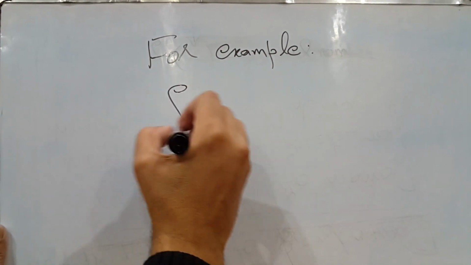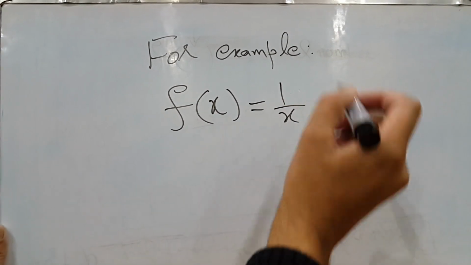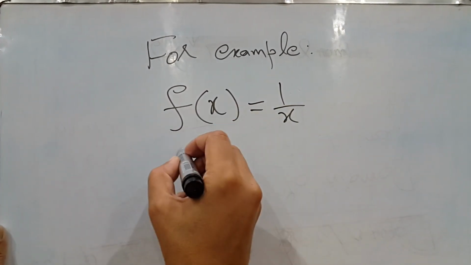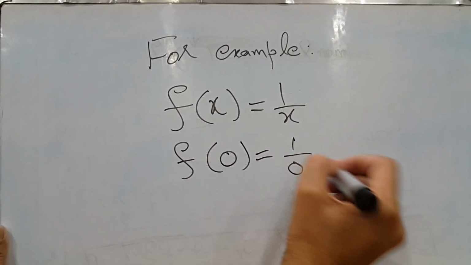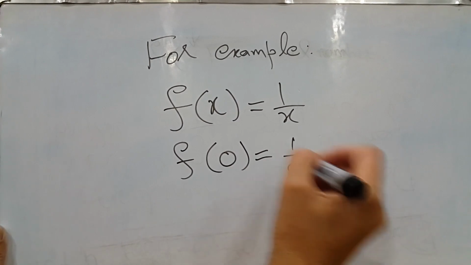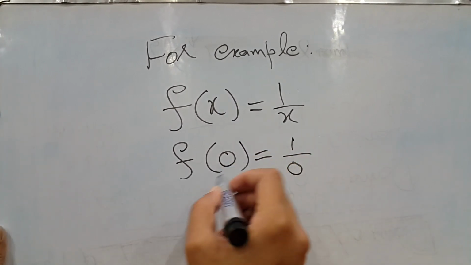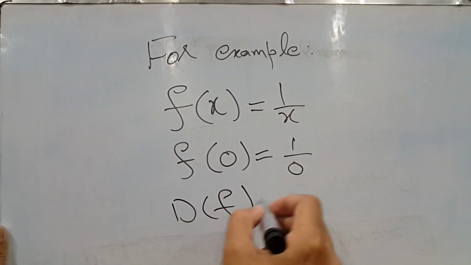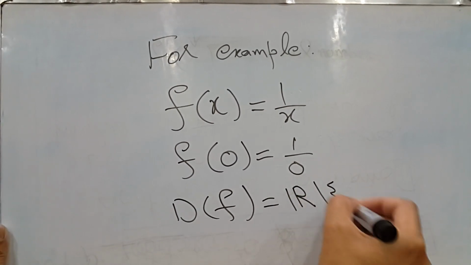Now we find the domain of the function 1 over x. If we put x equal to 0, we get 1 over 0 form. So we exclude 0 from the domain of the function. Therefore, the domain of the function is the set of all real numbers except 0.